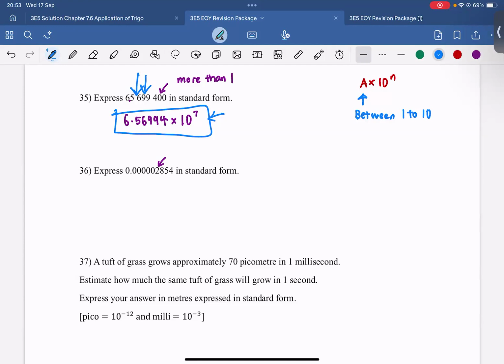Okay, next. This one, the decimal needs to shift until here. So it's 2.854. How many times do we shift? 1, 2, 3, 4, 5, 6. Times 10 to the power of what? 6 or negative 6? Negative 6, because this number is less than 1. So it will be a negative power. If you're confused, that's how you remember. Those physics students, you should know this one.